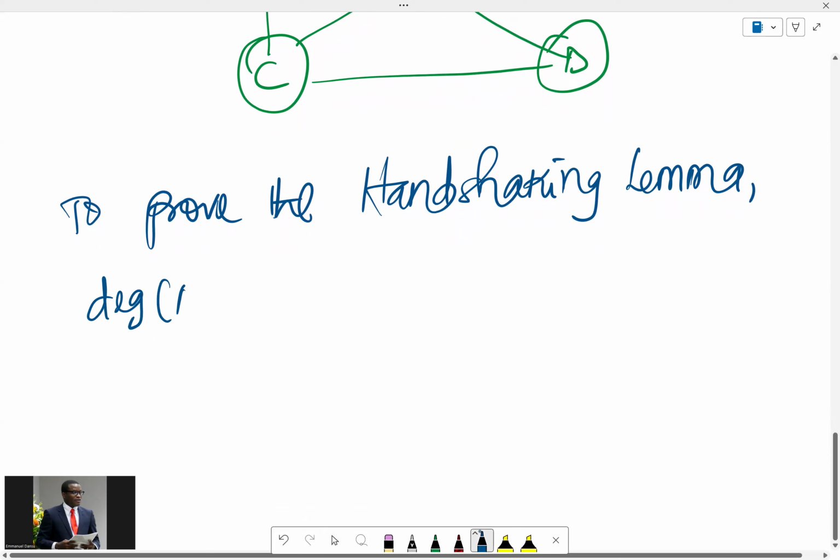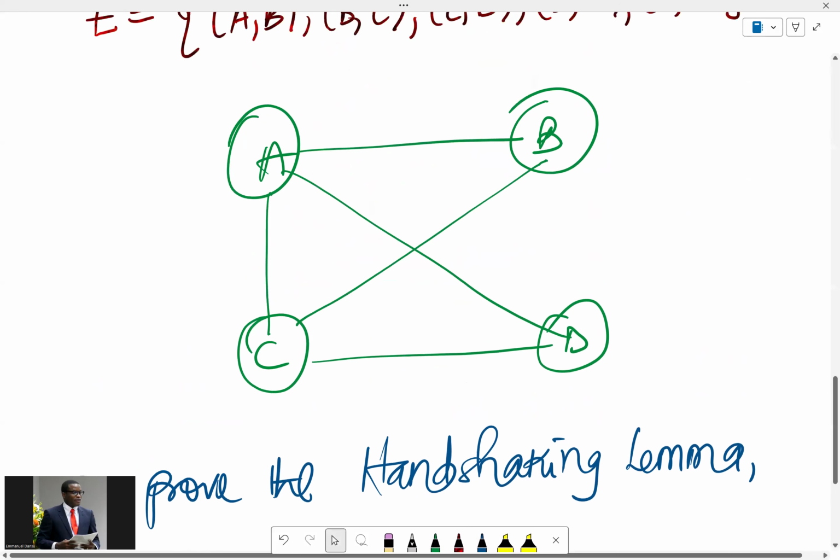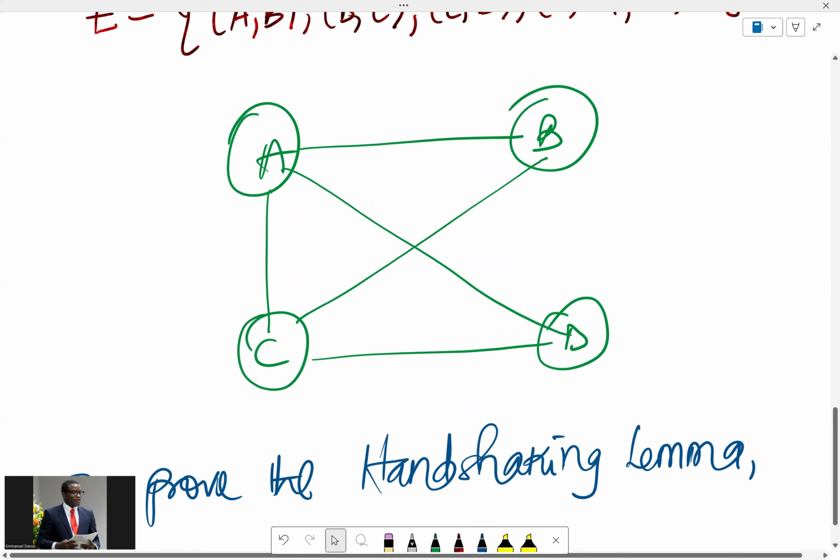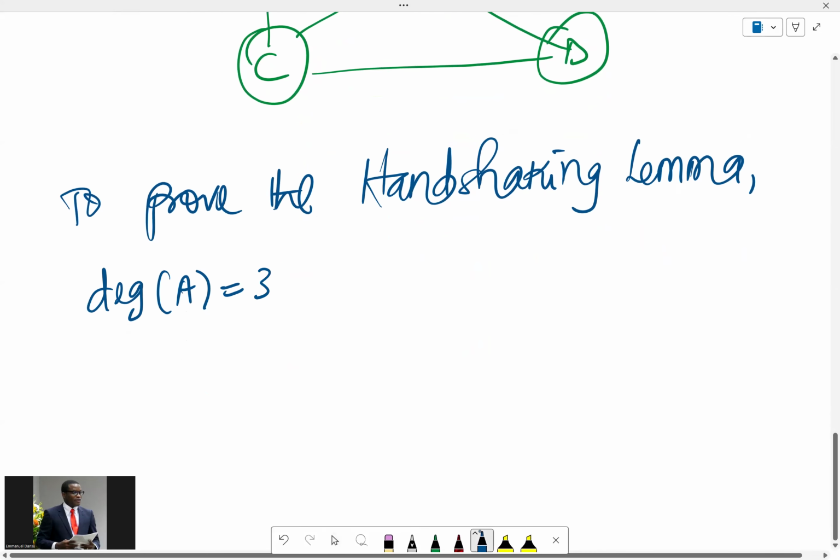Degree of A. The degree of A is the number of edges connected to A, right? So if you look at A now, the degree of A is 3. So you have an edge coming from B, an edge coming from C, an edge coming from D. So the degree of A is 3.